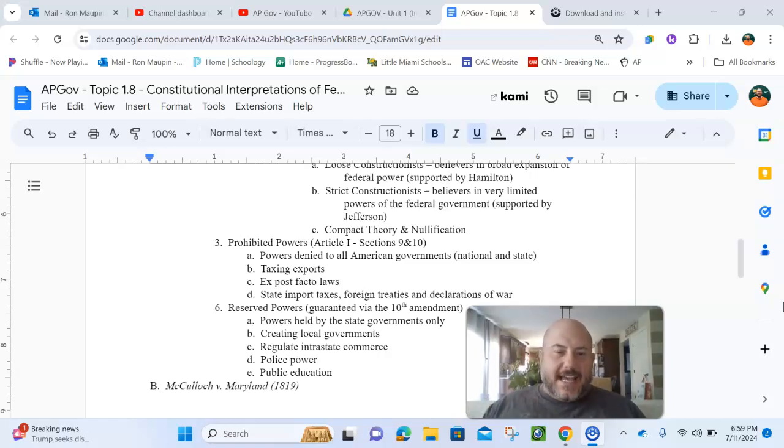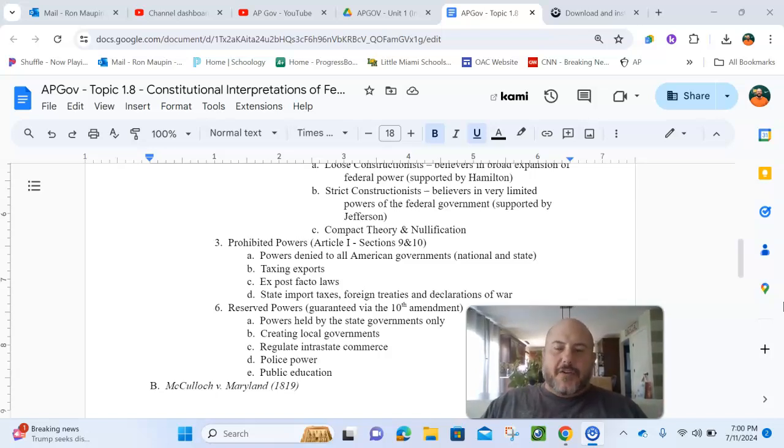So states cannot tax imports. Furthermore, states cannot form treaties with foreign countries, nor can they declare war on foreign countries. So what this speaks to is, when you look at the ban on import taxes, foreign treaties, and declarations of war, it's basically saying that anything dealing with foreign relations is strictly under the purview of the federal government, not the states.